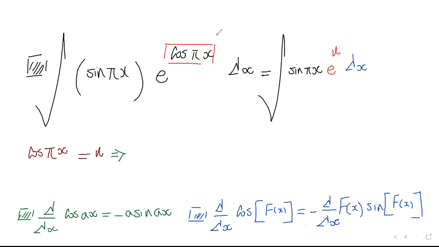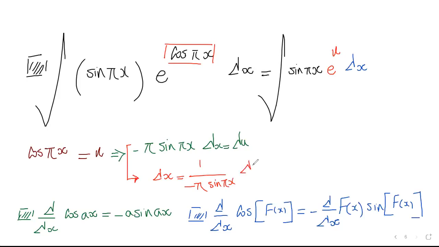Then if you have cosine pi x equals u, and you take the derivative of both sides, it becomes minus pi times sine of pi x dx equals du. Then if I multiply both sides by minus pi sine pi x in order to isolate dx, I get dx equals 1 over minus pi sine of pi x times du.